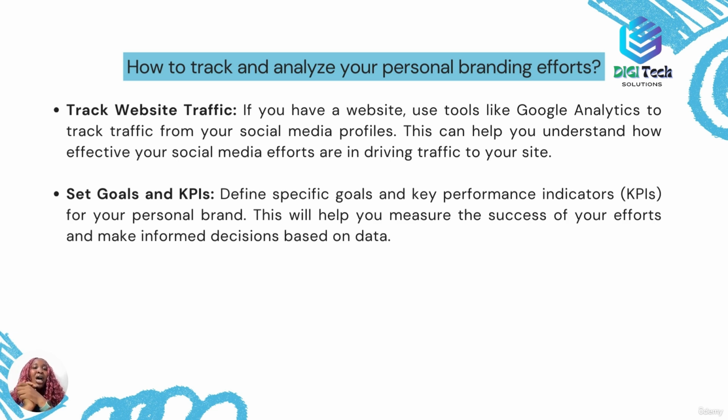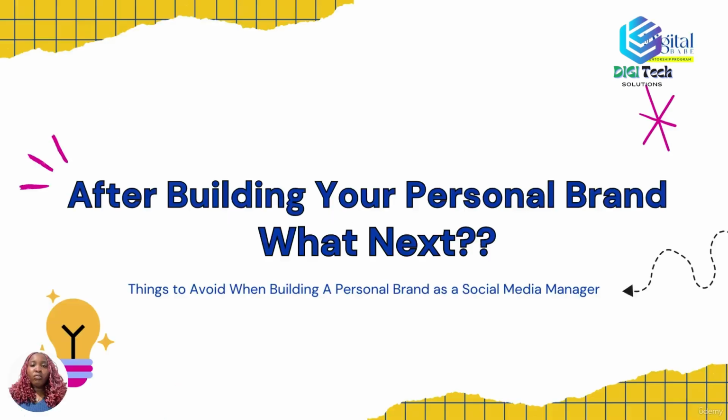Lastly, set goals and KPIs. Define specific goals and key performance indicators for your personal brand. This will help you measure the success of your efforts and make informed decisions based on data. Now, I have a very detailed video on how to write social media goals and how to track them. So you want to make sure that you check that on my YouTube channel after this. So that's that about how to track and analyze your personal branding efforts.